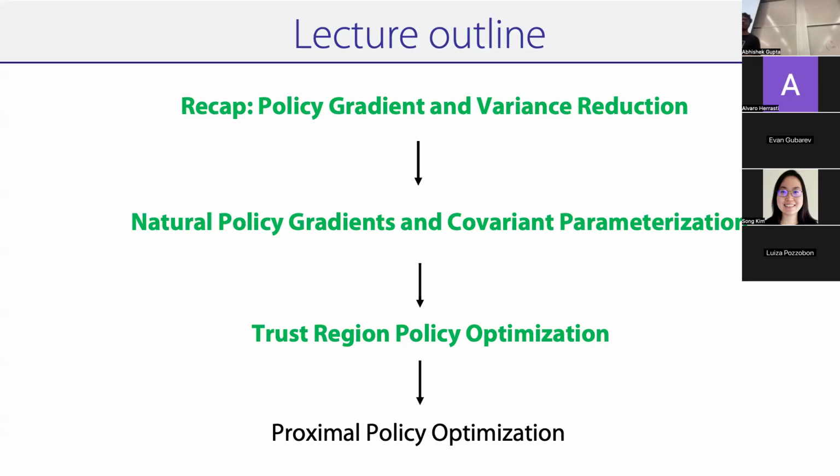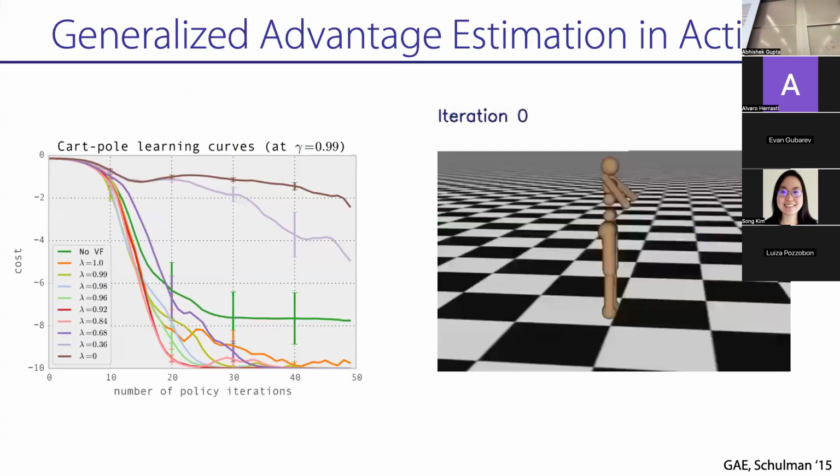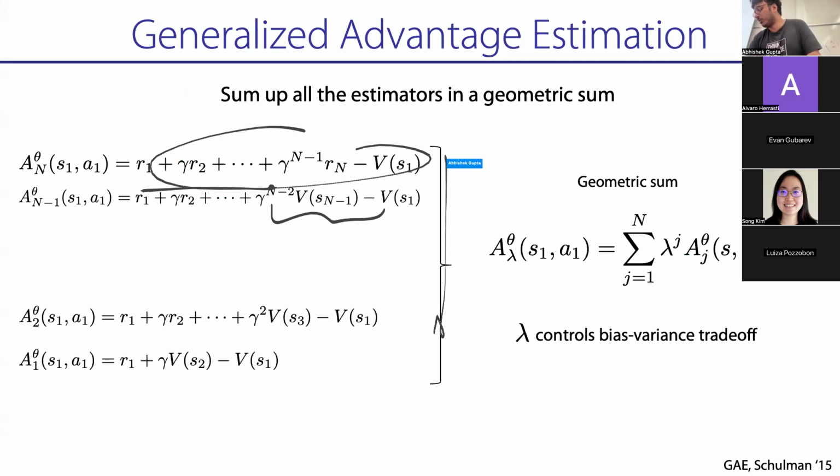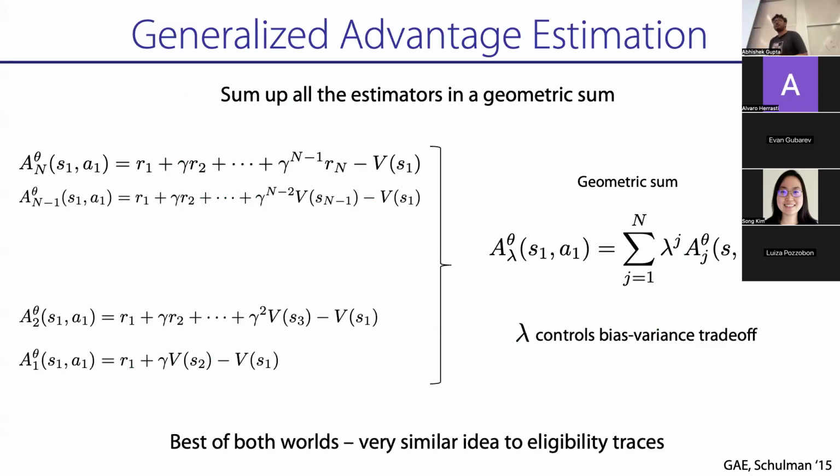Okay, so that's TRPO. Just to recap, we had 3 ideas: conjugate gradient, backtracking line search, and a surrogate objective. And then we talked about this idea called GAE, which uses what are called bootstrapped estimators, because you're taking k steps and then bootstrapping the rest with the value function, right? And so you have different levels of bootstrapping that you take a geometric average of. And so that is GAE.